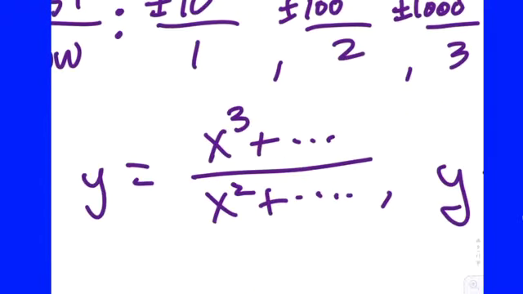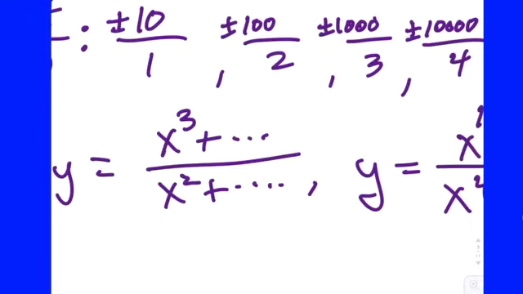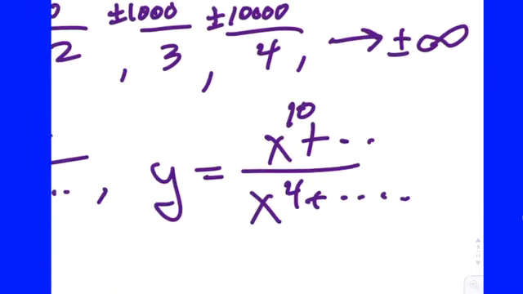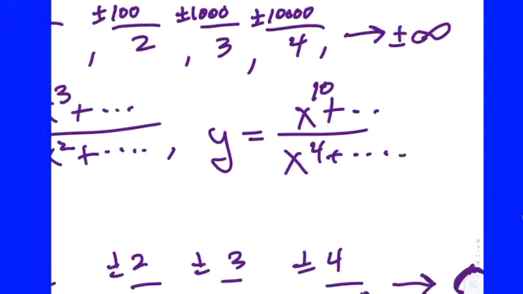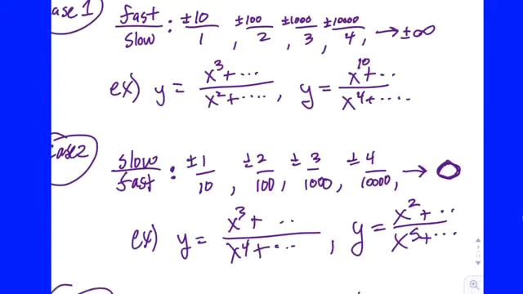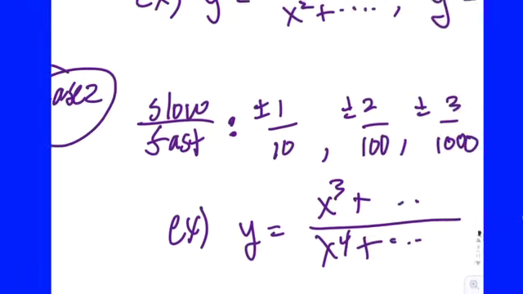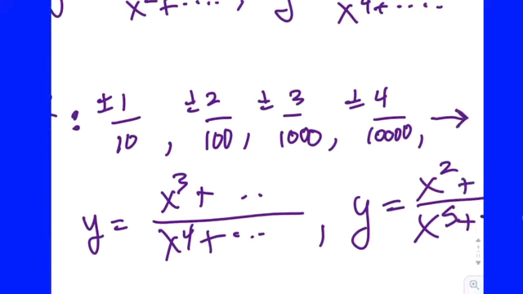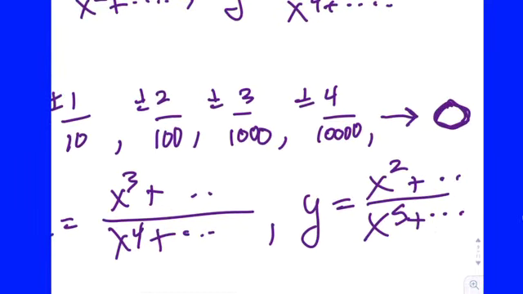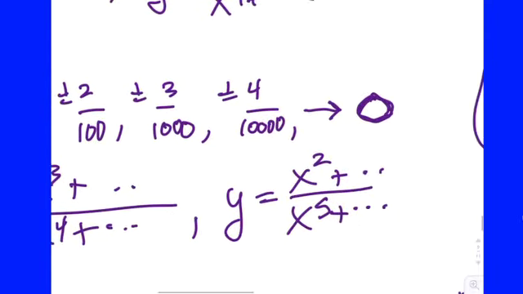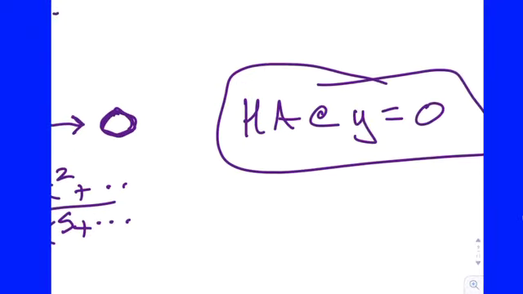So that would be like x cubed over x squared. X cubed grows faster for large x. X to the 10th over x to the 4th. X to the 10th goes faster. Those would go to infinity or negative infinity. Case 2 was if we flip that. If the bottom grows faster, like we just saw with 1 over 3 to the infinity, then the ratios are getting smaller and smaller, and they're approaching 0 each and every time. And so in that case, we said there would be a horizontal asymptote at y equals 0 every single time.